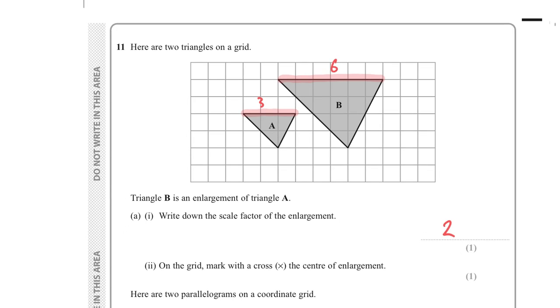On the grid, mark with a cross the centre of enlargement. Now this is one you're going to want to get your ruler out for. Once you've got your ruler, what you're going to want to do is just match up each corner and then draw a line through each of the corners that match up. Now, it doesn't need to be perfect, as mine will not be, but you should start to see there's a point where they're all crossing. Mine is not perfect, I'm not going to lie to you.